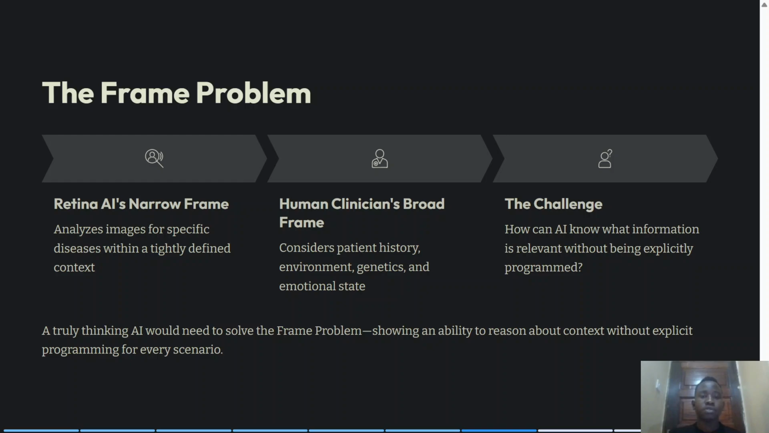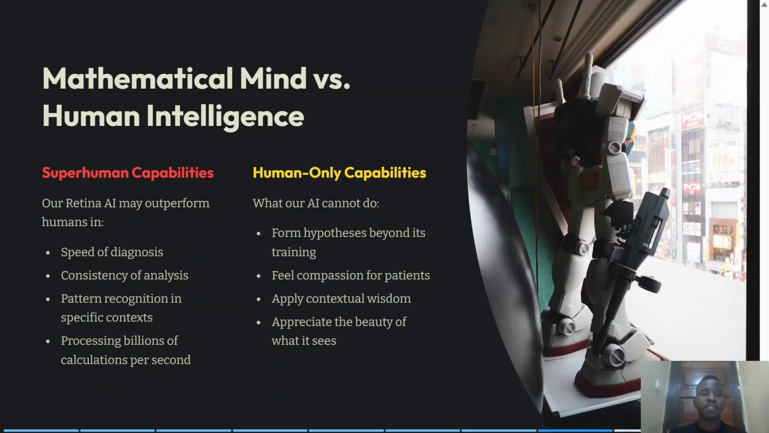So the mathematical mind versus human intelligence. Here we have superhuman capabilities and human-only capabilities. Under superhuman capabilities, our Retina AI may outperform humans in such ways. We may have speed of diagnosis, so we can provide quick diagnosis. We can consistently analyze. Then we can also provide pattern recognition, whereby it will differentiate different patterns of eye diseases and recognize which one is which. Then it can also process billions of calculations per second. That means it has high processing speed for different eye defects.